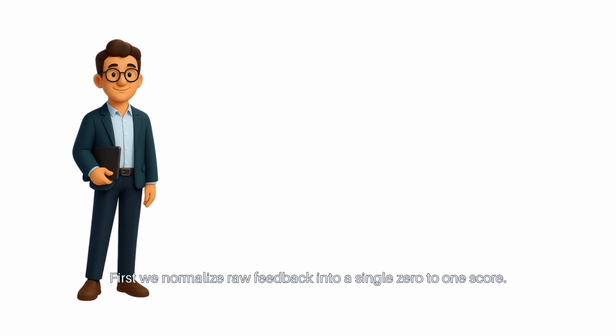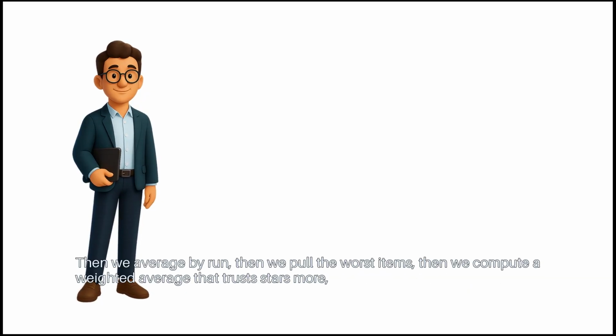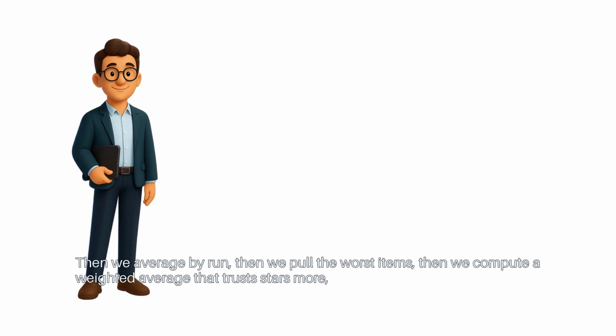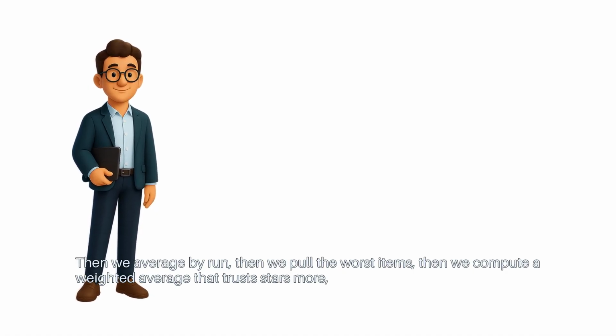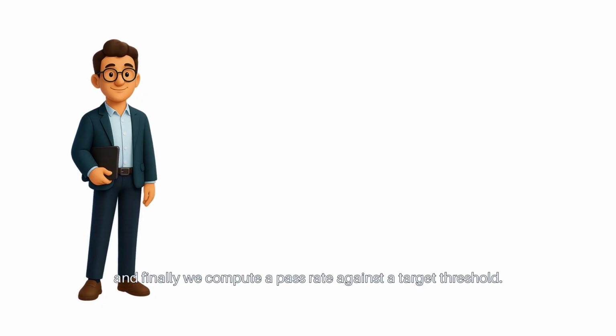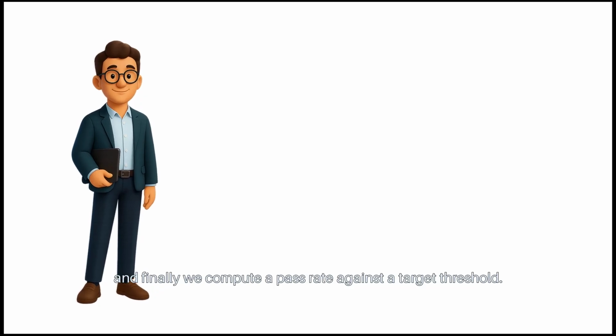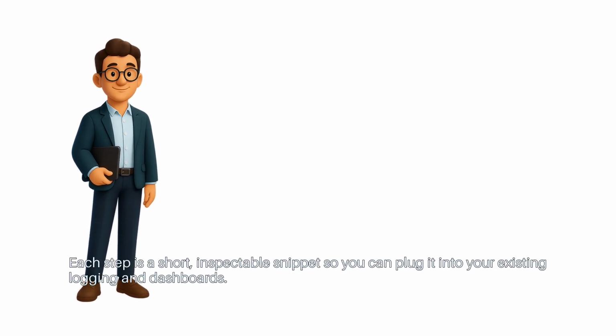First, we normalize raw feedback into a single 0 to 1 score. Then we average by run. Then we pull the worst items. Then we compute a weighted average that trusts stars more. And finally, we compute a pass rate against a target threshold. Each step is a short, inspectable snippet so you can plug it into your existing logging and dashboards.